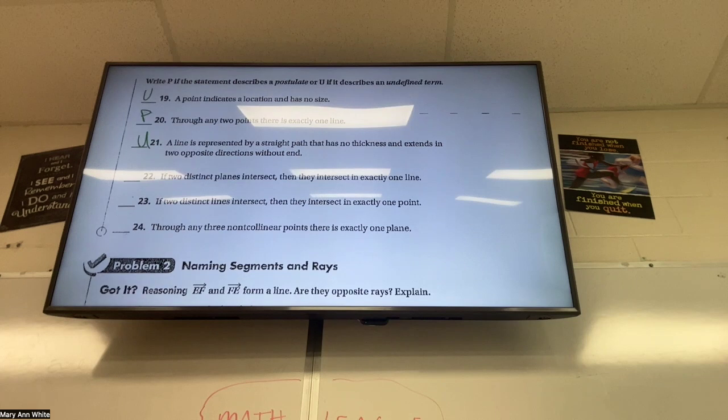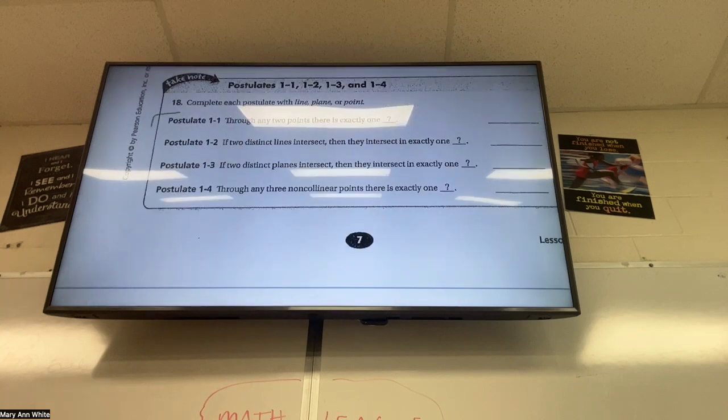Okay, what about 22? If two distinct planes intersect, then they intersect in exactly one line. P. That's one of our postulates. If two distinct lines intersect, then they intersect in exactly one point. P. And then this one should say non-collinear. Through any three non-collinear points, there's exactly one plane. P. Can you guys remind me what non-collinear means? Not on the same line. Very good. Not on the same line. Notice that every single one of these P's is written exactly verbatim right up here. That's why I put those on your vocab, because I want you to know those four statements. Okay? I need you to know those four statements.